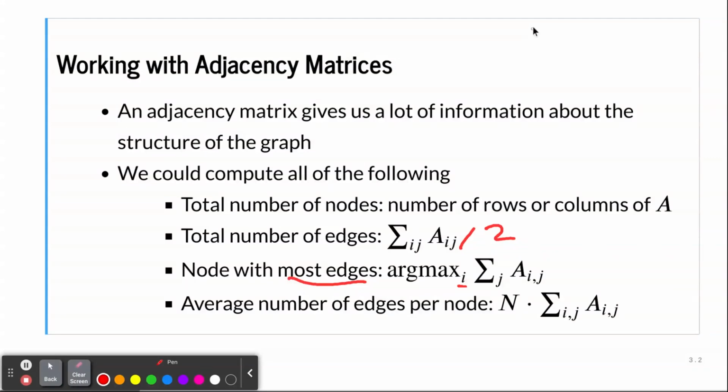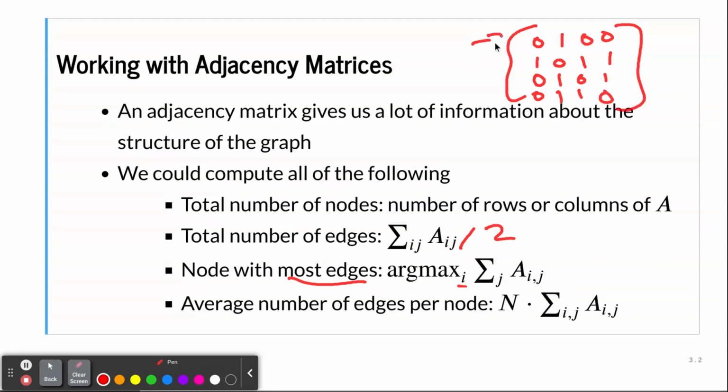So in our example before, we had 0, 1, 0, 0, 1, 0, 1, 1, 0, 1, 0, 1, 0, 0. So in this case, if we were to sum up each row, we would get that the first node had 1 connection. Second node, B, in our example, has 3. C has 2 connections, and D has 2 connections. So in this case, we would say that the maximizing, the argmax in terms of which row, would be the second row.